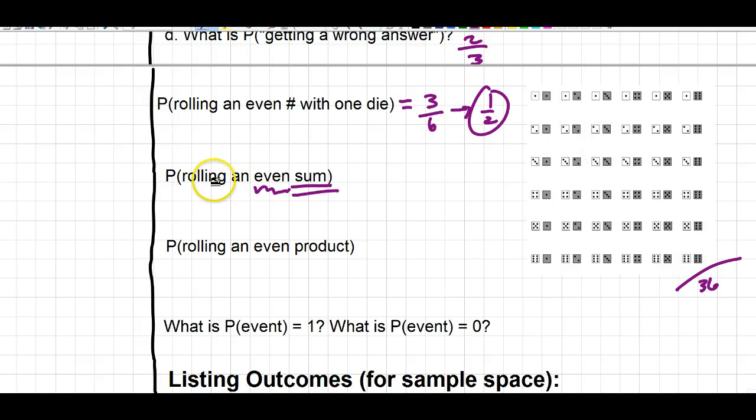So let's go through and look at where the even sums would be. So I've got 1 and 1. If I add those together, I do get a 2, which is even. So I'm going to mark that one. So I'm just going to go through and start marking all the even sums.